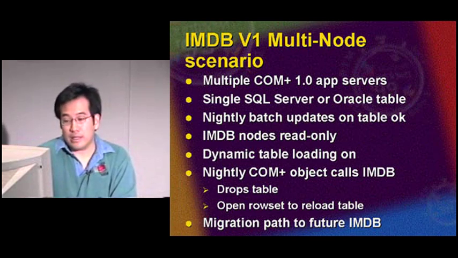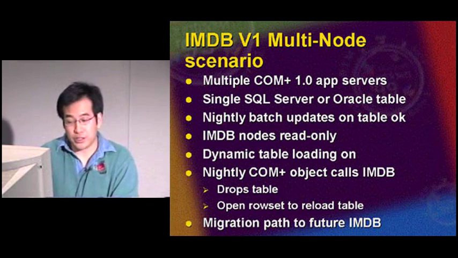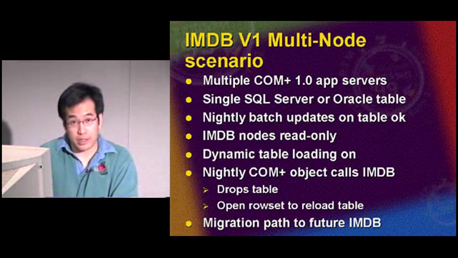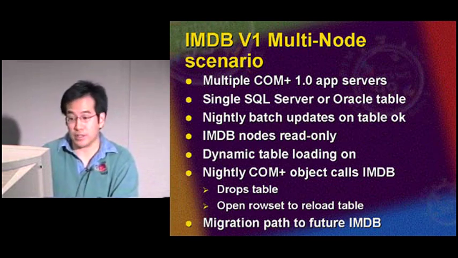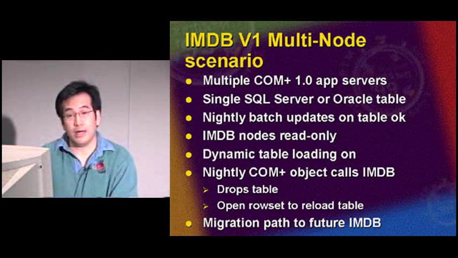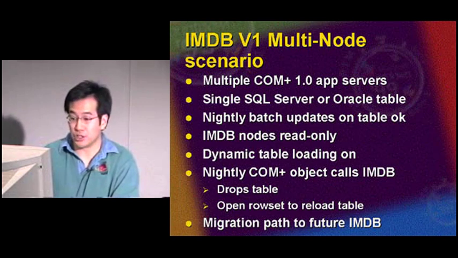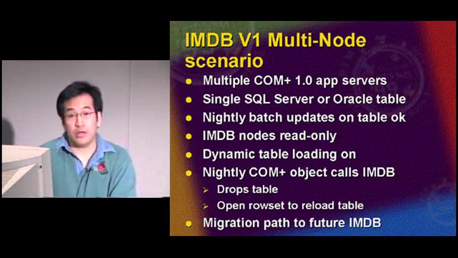And in order to provide refreshes to the IMDb data, we utilize dynamic table loading in configuring the IMDb service and set up another COM+ object which uses either OLE DB or IMDb DDL commands to drop the table out of the IMDb cache and then quickly open a row set on that table to reload the data.